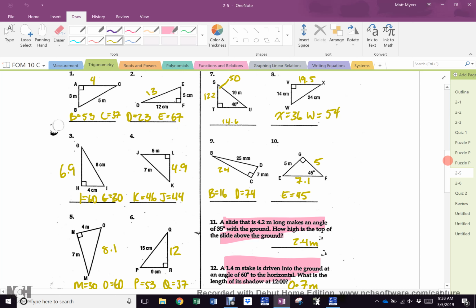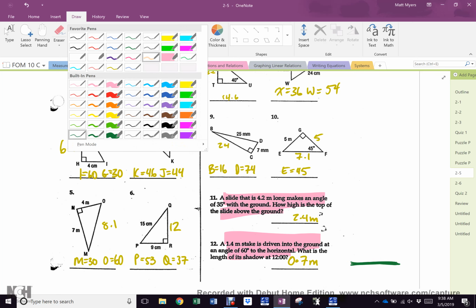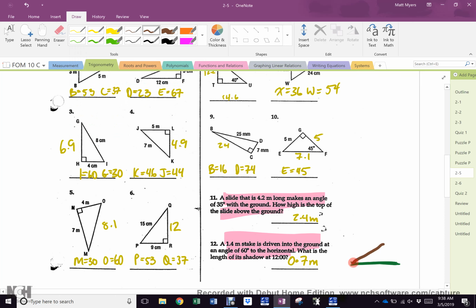Heather. Yes, of course I can. Number 12 is not a great question because it requires you to understand where the sun is at 12 noon. But the triangle is still, as said, a right angle triangle. There's the ground, green ground, yes? The stake, which I'm going to color brown like the color of wood, will go into the ground at an angle of 60 degrees to the horizontal. There's the 60 degrees.